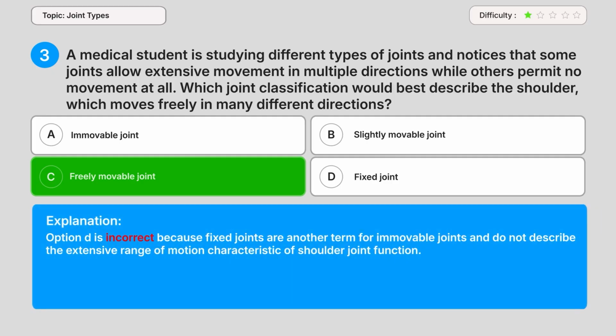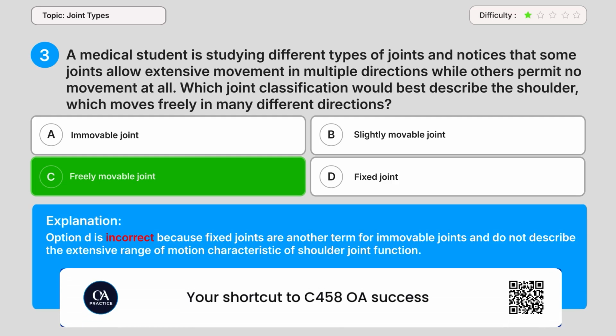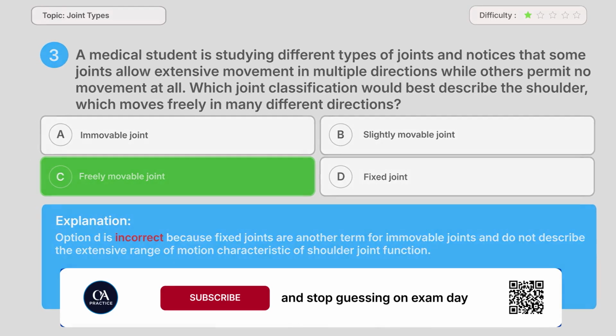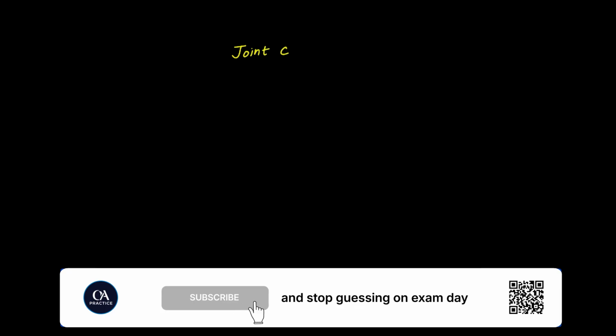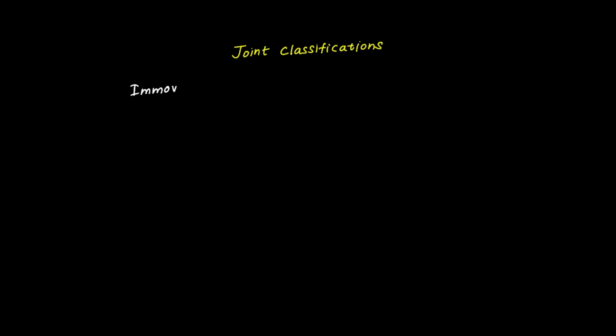Option D is incorrect because fixed joints are another term for immovable joints and do not describe the extensive range of motion characteristic of shoulder joint function. This question is testing whether you know joint classifications. The shoulder can move up, down, forward, backward, and rotate in circles. That's a freely movable joint.